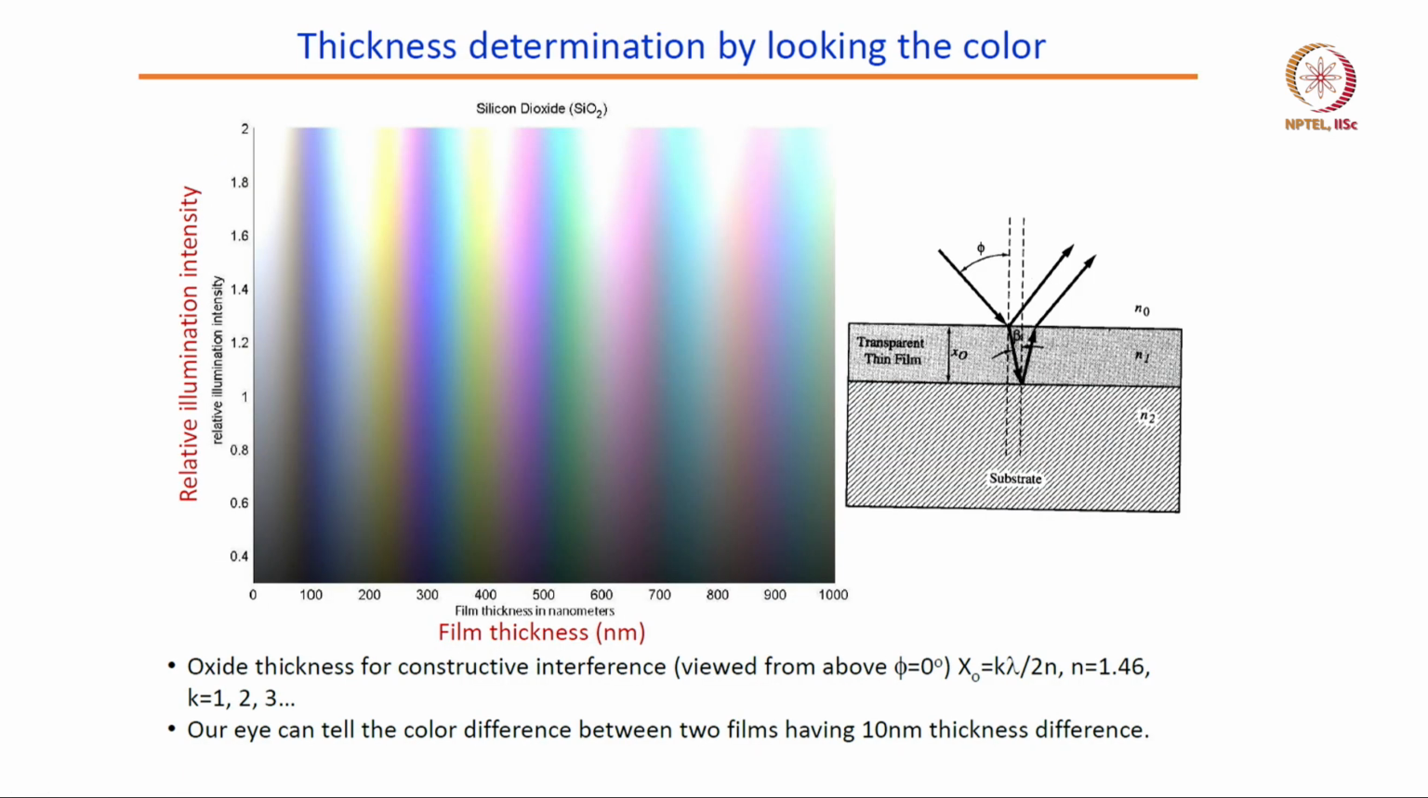The second way of measuring silicon dioxide is by looking at the color of the silicon dioxide. Now, this is a very crude way of measuring, but as the thickness increases, the color also changes. Why?